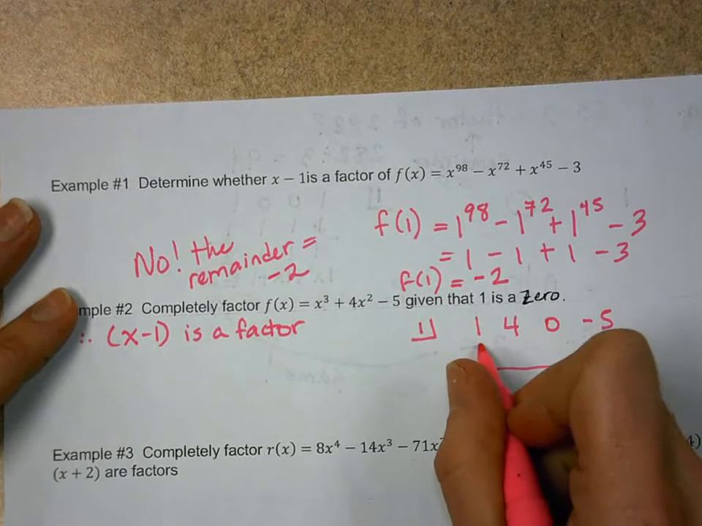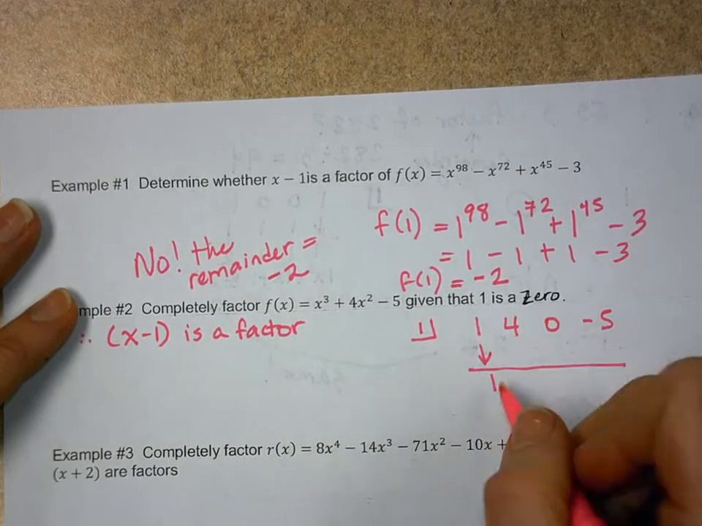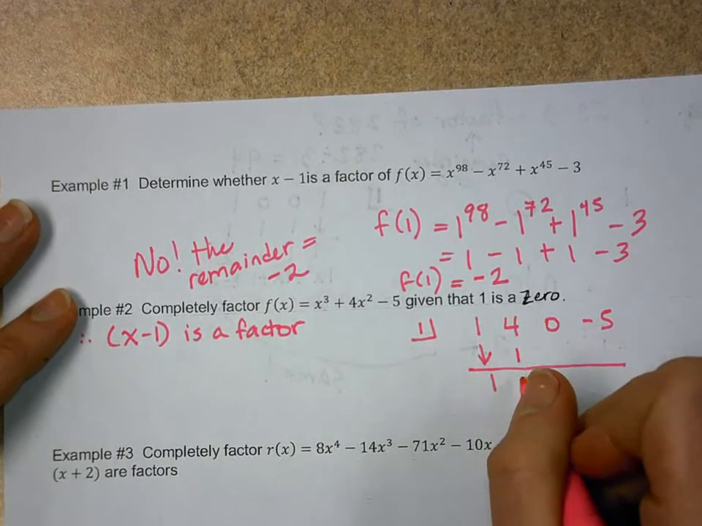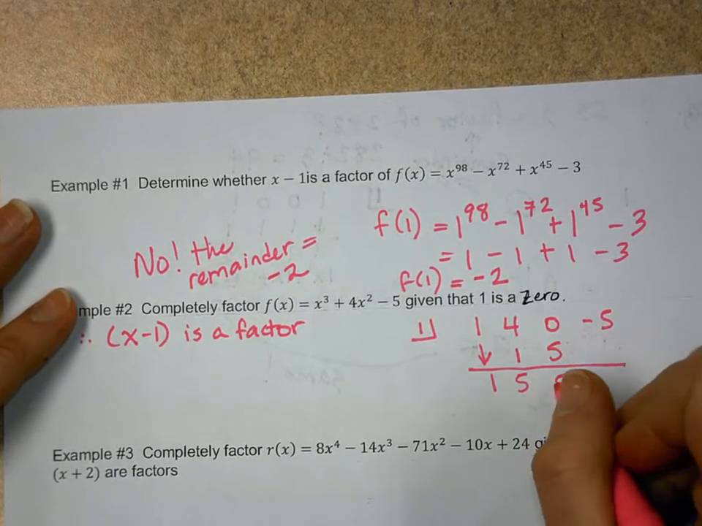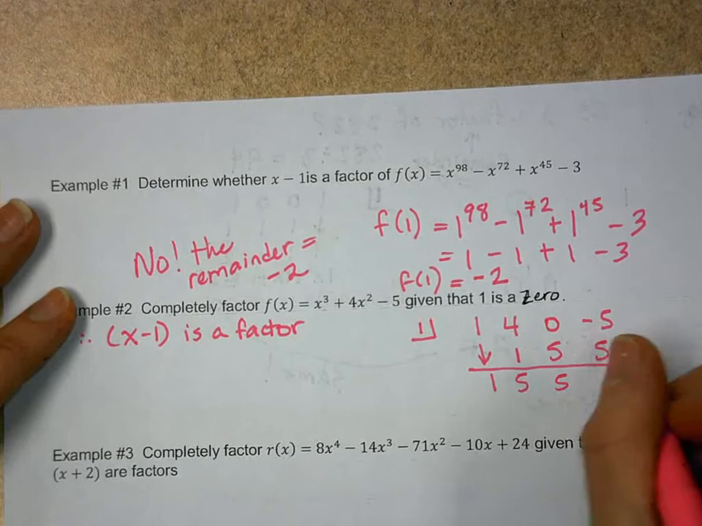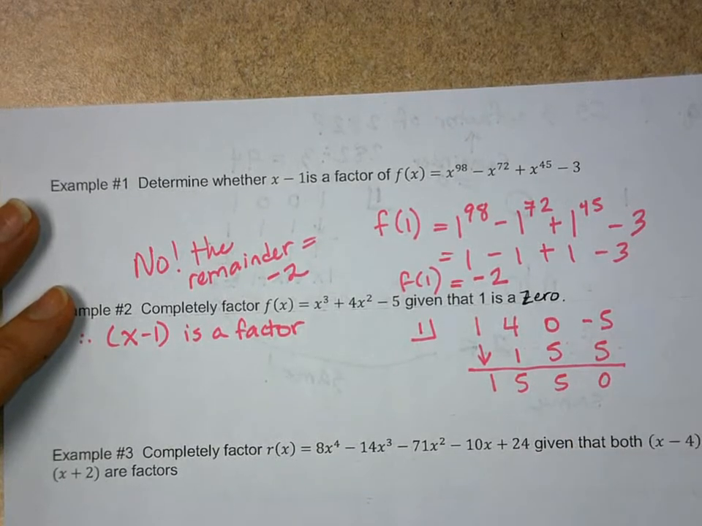All right, so I bring down the 1. 1 times 1 is 1. 4 plus 1 is 5. 1 times 5 is 5. 0 plus 5 is 5. 1 times 5 is 5. Negative 5 plus 5 is 0.